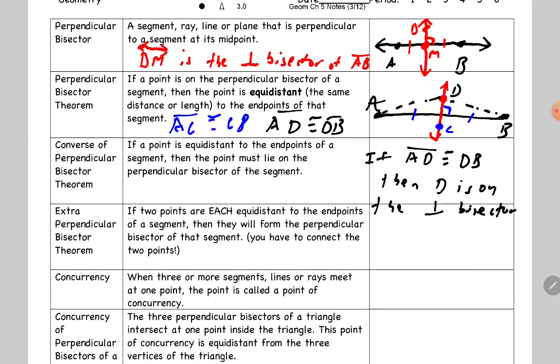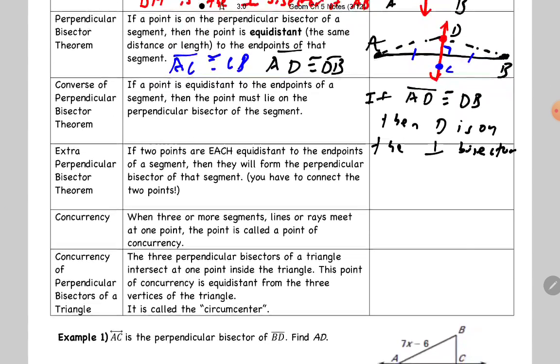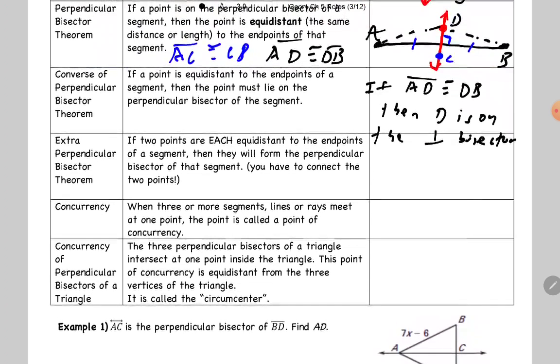And then this extra perpendicular bisector theorem says if 2 points are each equidistant, so let's say D and C, you can connect them and create the perpendicular bisector. So if D and C are both equidistant from A and B, then you can create your perpendicular bisector.